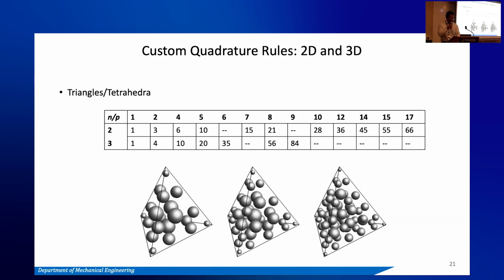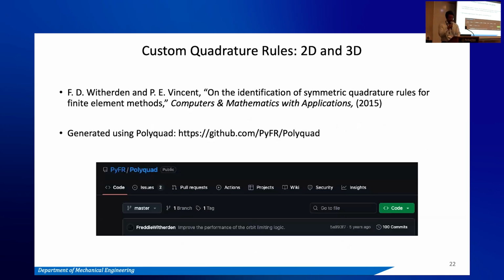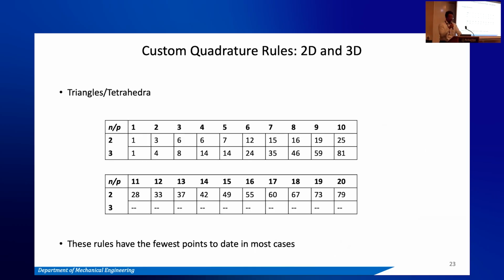And then somehow the community found them and started using them for other things, which is not what I recommend, but that's what they do. Okay, then the gold standard rules are these Witherden and Vincent rules from 2015 that were generated with this code called polyquad. These have the fewest points to date and go on triangles all the way up to degree 20 with 79 points. And on tets, they go all the way up to degree 10 with 81 points.